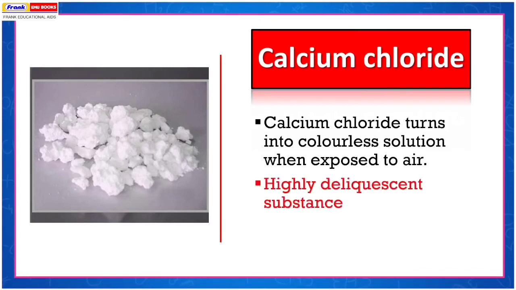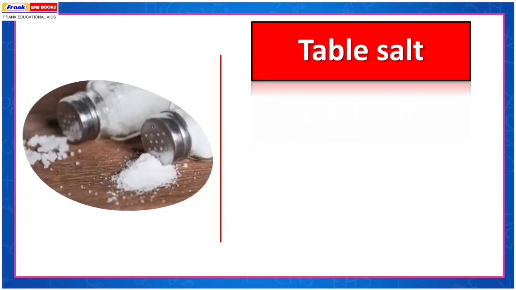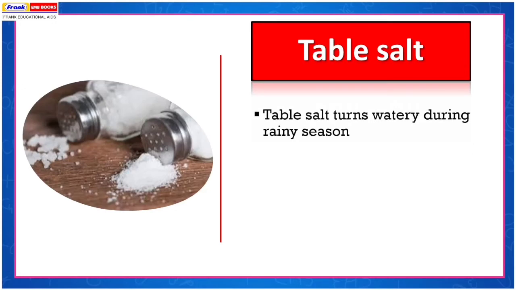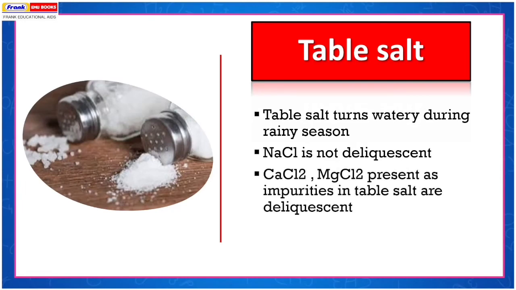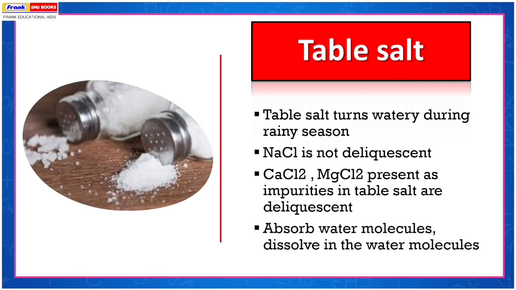Highly deliquescent substance: table salt. Table salt turns watery during the rainy season. NaCl is not deliquescent. CaCl2 and MgCl2 present as impurities in table salt are deliquescent. They absorb water molecules and dissolve in the water.